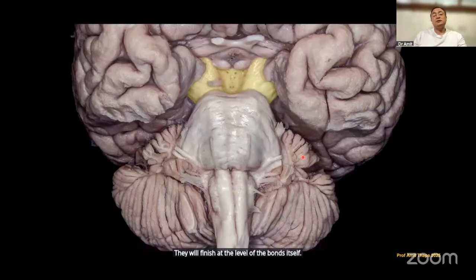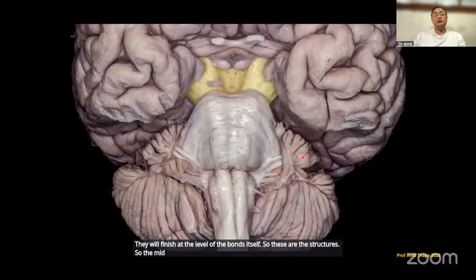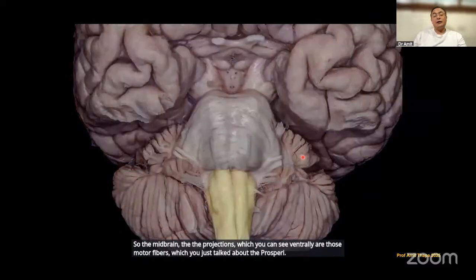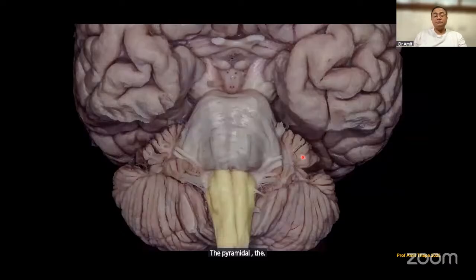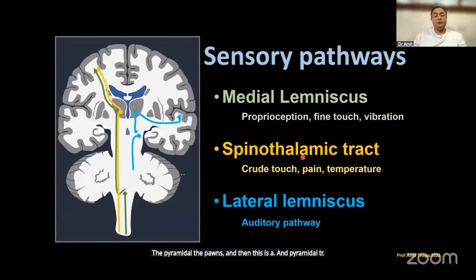So these are the structures. In the midbrain, the projections which you can see ventrally are those motor fibers which we just talked about, the crus cerebri, then the pons, and then the pyramidal tract of the medulla oblongata.